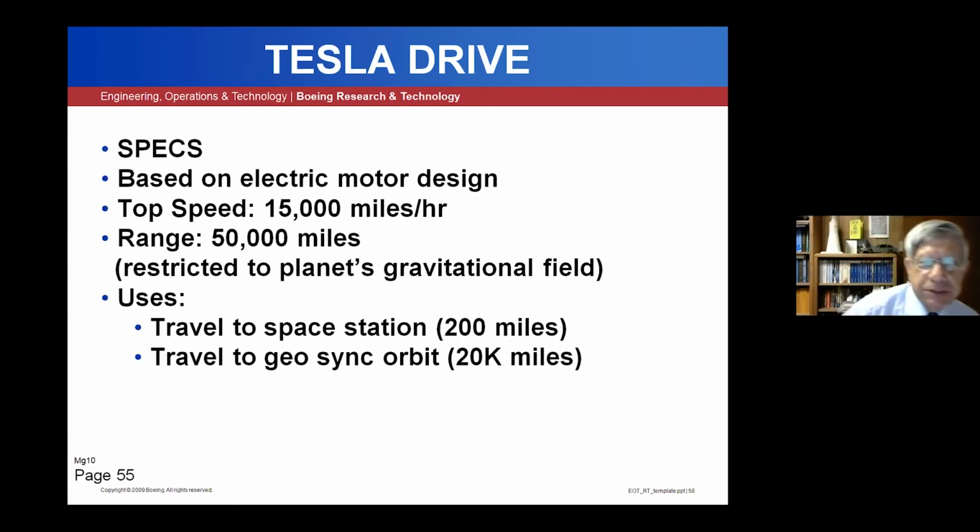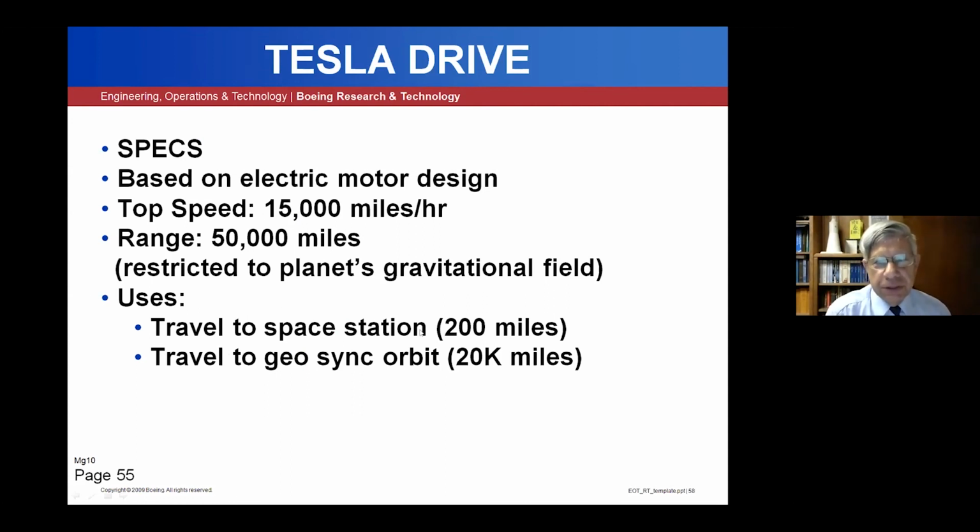Now, rough specs on this guy, it's certainly better than a rocket. Top end is about 15,000 miles an hour, which is good enough to get you single stage to low Earth orbit. The problem is you're restricted to the planet's gravitational field. About 50,000 miles out, you're going to be out of gas.